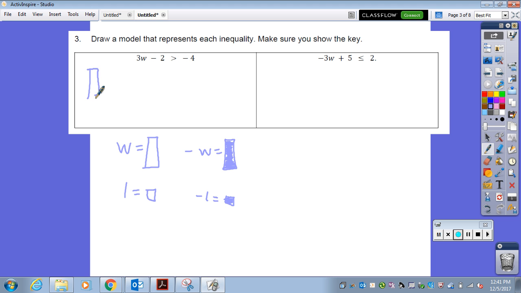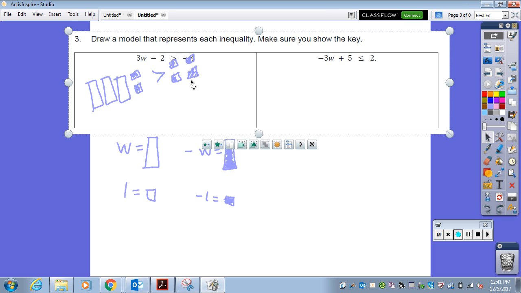3w is 3 w's. Then a negative 2. 1, 2 negatives is greater than, and then we have 4 negatives. One of the ways you could do this if you want to get cute is you could sort of say that this whole thing is kind of tilted, where this side is heavier, that's why it's way down that way.